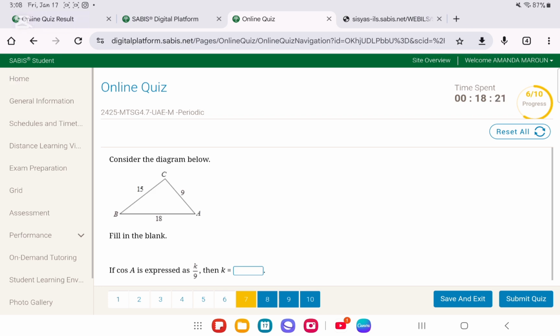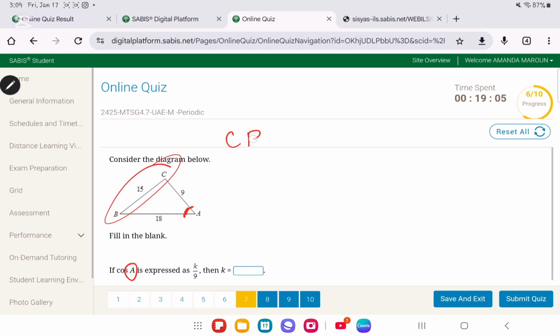Moving on to question number 7. They told us if cosine of the angle A is expressed as k over 9, then k is equal to. Okay, this one is really important. Before, we knew that if we are given two sides and an angle in between them, we apply the cosine rule. And the cosine rule stated that a side, let's choose any side. They need actually cosine A, so they need this angle over here. So what we are gonna choose is this side.